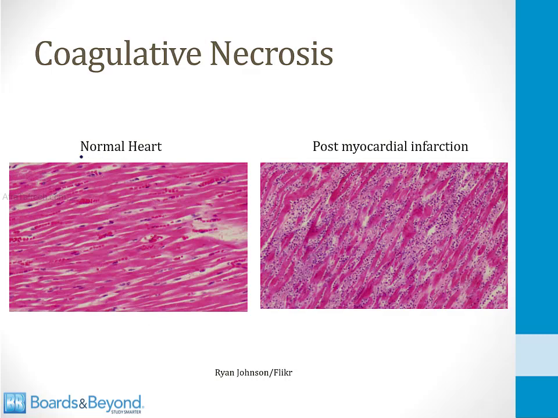So on the left side of the screen is a normal heart. On the right side of the screen is myocardial tissue after an infarction. And you can see that you still see the wavy lines of the myocytes. The tissue architecture is somewhat preserved. You also see lots of these little dark purple spots. Those are the nuclei of white blood cells which have infiltrated the area. But importantly, this area of the heart has not been completely liquefied or destroyed. If that had happened, we would have a different type of necrosis.